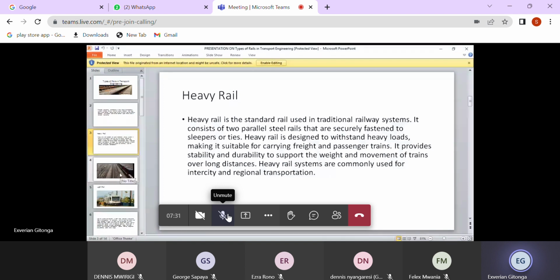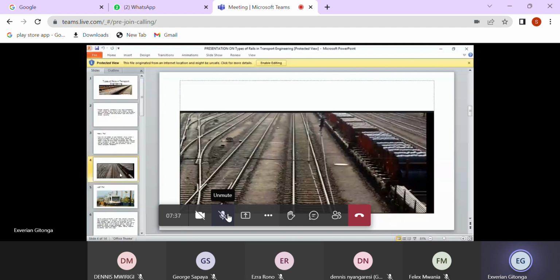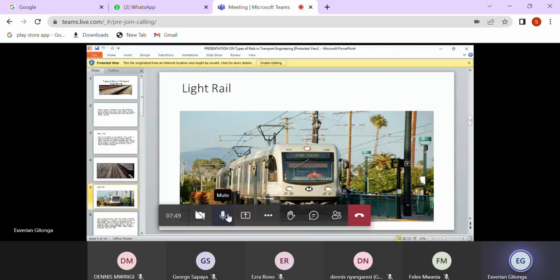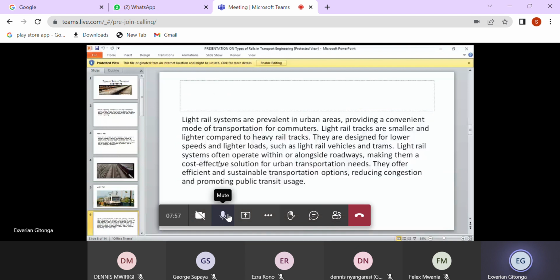I will show you an image of the heavy rail. Now this is the heavy rail. Are we together? This is the kind of heavy rail that we are talking about. Now we are going to the other type, which is the light rail. This is the kind of light rail that you have been hearing about. Mainly these light rail tracks are smaller and lighter compared to heavy rail tracks. So they are designed for lower speeds and lighter loads. So they are mainly for light rail vehicles and trams.